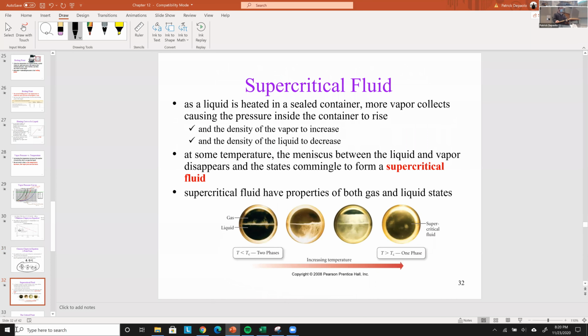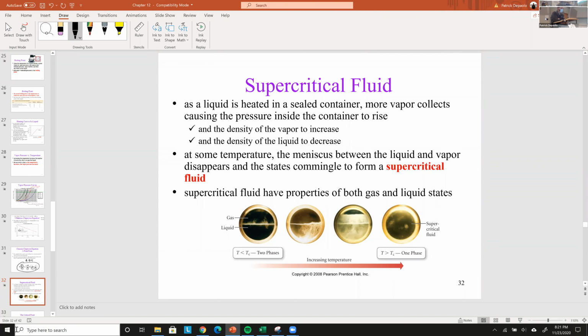Okay. So supercritical fluid. It involves the mixture of the phases here. As a liquid is heated in a sealed container, more vapor collects, causing the pressure inside the container to rise. The density of the vapor increases, right? Because you now have more gas in the headspace. And the density of the liquid decreases because you have fewer molecules in the liquid. At some temperature, the meniscus between the liquid and the vapor disappears and the states are commingling. This is called a supercritical fluid.